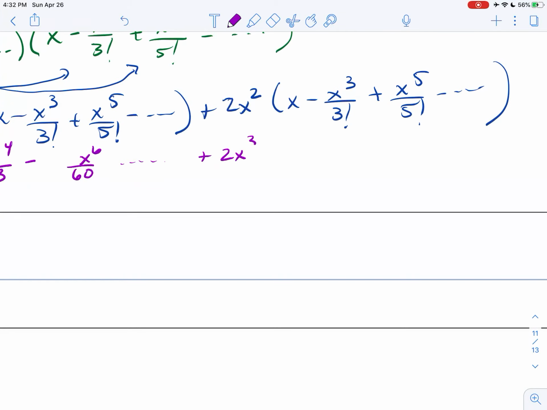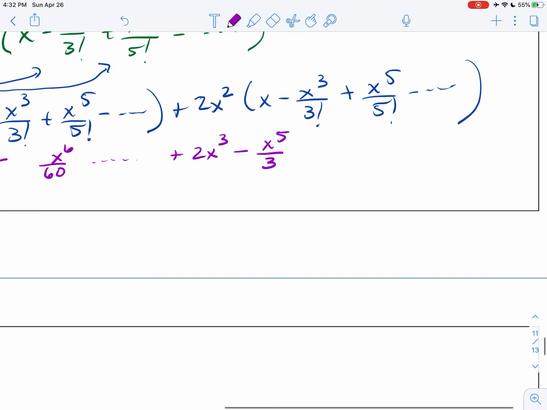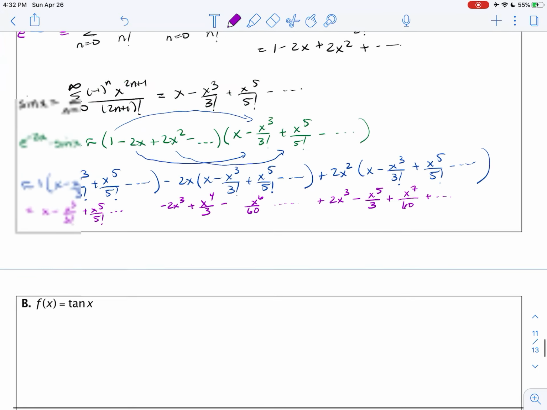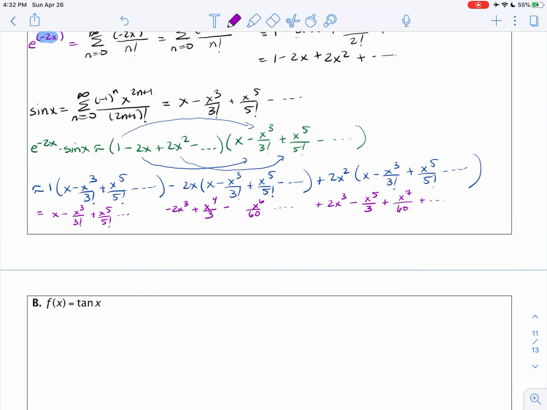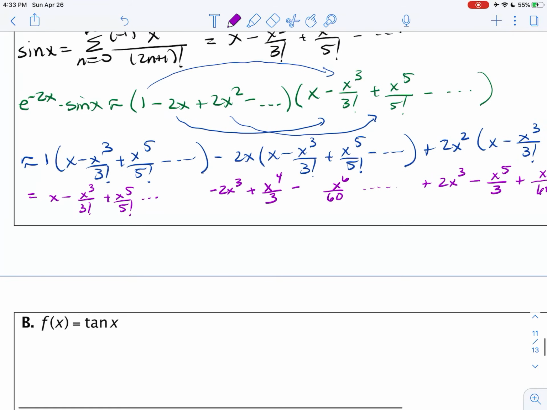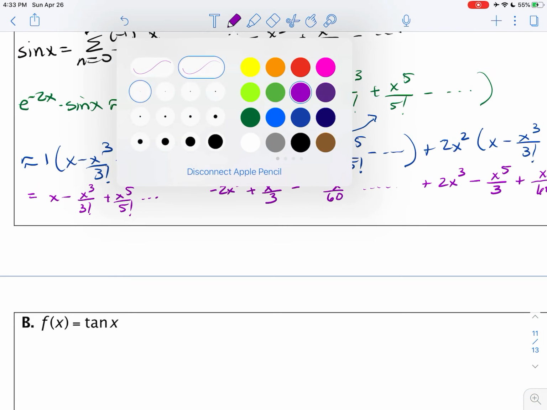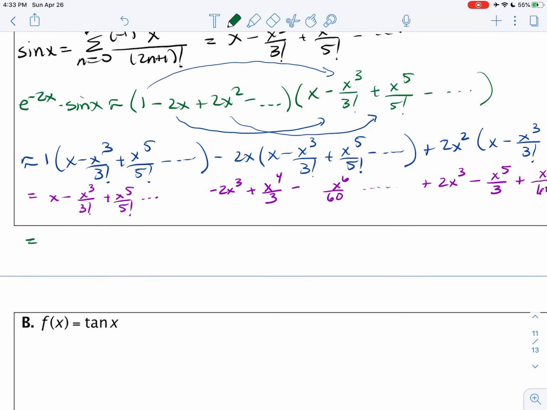Dot, dot, dot. And if I expand this one, I end up with plus 2x cubed, and I still have minus. And again, I have x to the fifth, and 2 divided by 3 factorial is 2 divided by 6, which is 1/3. And then I have plus, and again, I'll have plus x to the seventh over 60. Good. And when I go to collect my like terms, to get the first 3 non-zero terms, I'm just going to be looking for like terms to group them together.